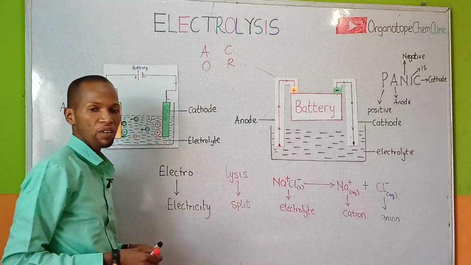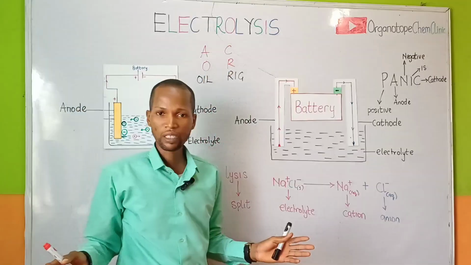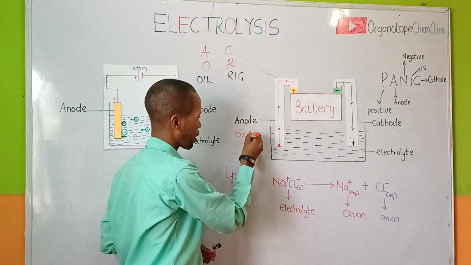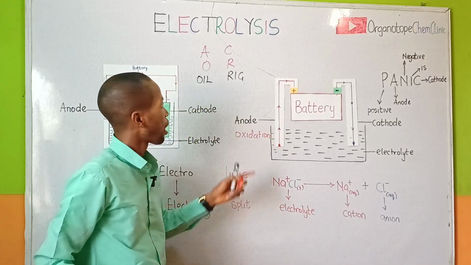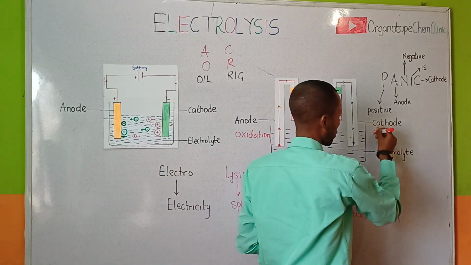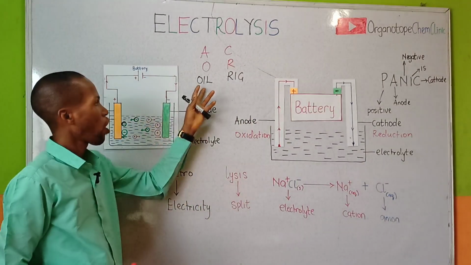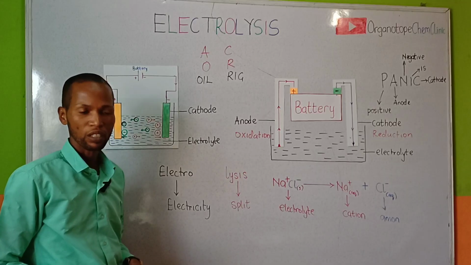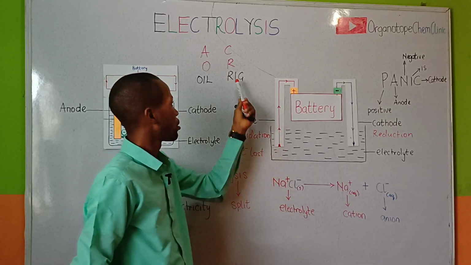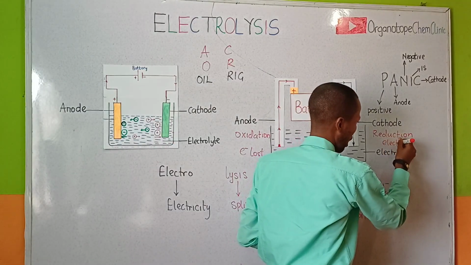ACOR. We have the expression oil rig. This implies that oxidation occurs at the anode. Okay, so we have oxidation right here, and the CR indicates that reduction occurs at the cathode. So we have reduction right here. What is oxidation? Oil implies oxidation is loss of electron. So we have electron lost at the anode. And rig implies reduction is gain of electron. Electron gain at the cathode.